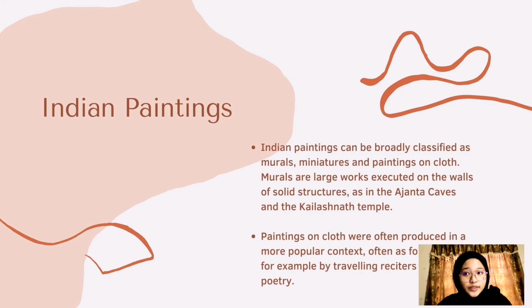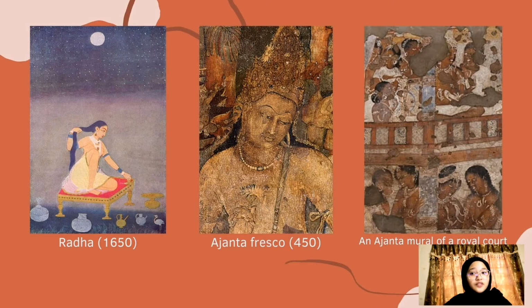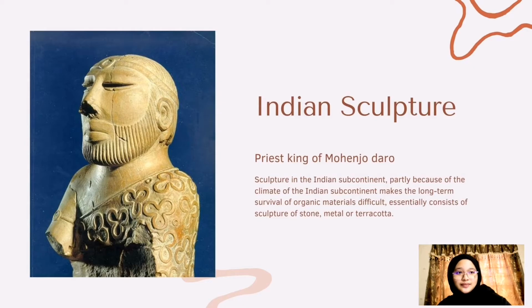Murals are large works executed on the walls of solid structures, as in the Ajanta caves. Paintings on cloth were often produced in a more popular context, often as folk art, used for example by traveling reciters of epic poetry. These are some paintings from Indian art and its names.